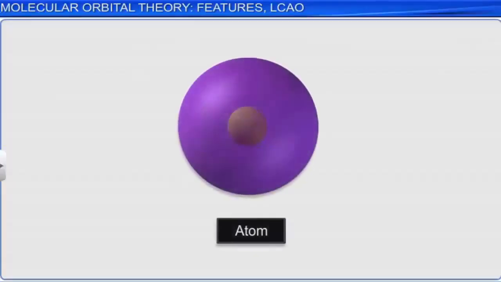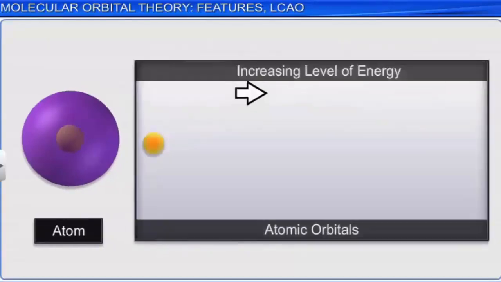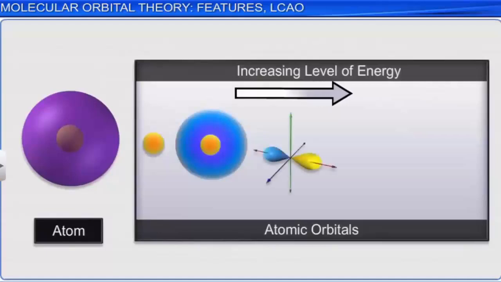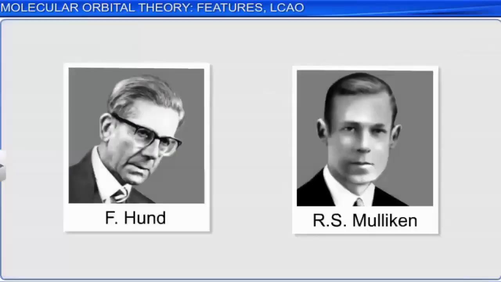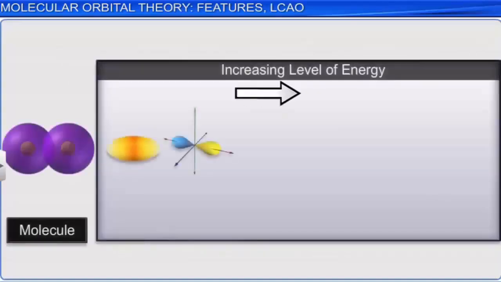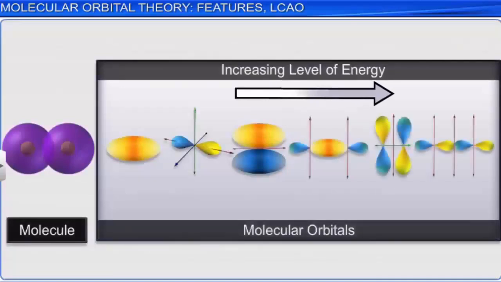In an atom, electrons are present in orbitals of differing energy levels, such as 1s, 2s, 2p, and so on. They represent the probability of finding electrons around an atom. This observation led scientists F. Hund and R. S. Mulliken to develop the molecular orbital theory, which postulates that electrons in a molecule similarly exist in different orbitals, giving the probability of their presence around a molecule.